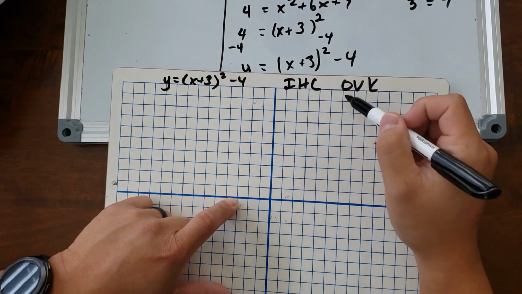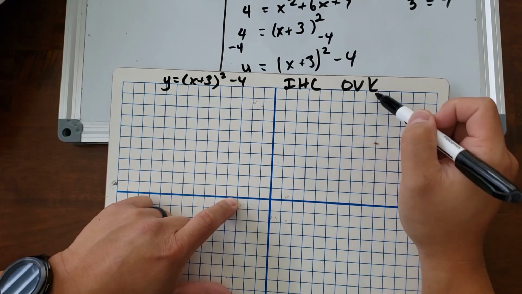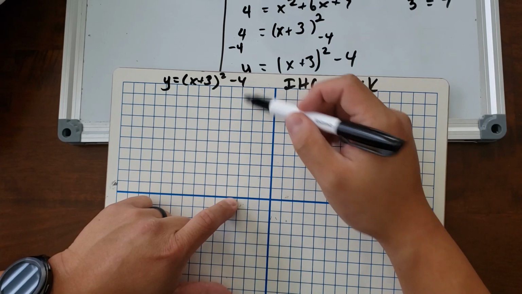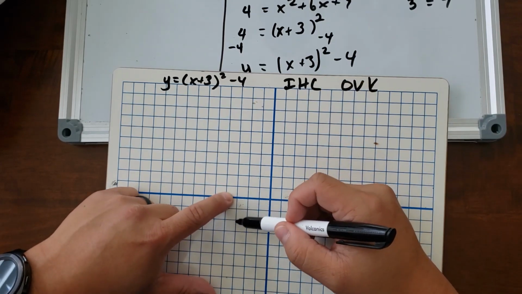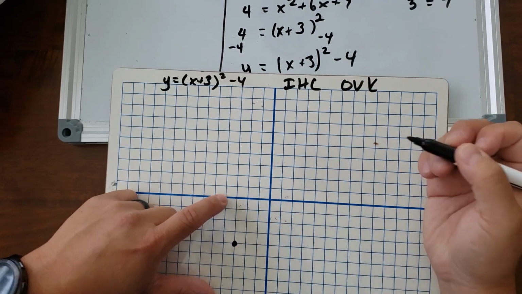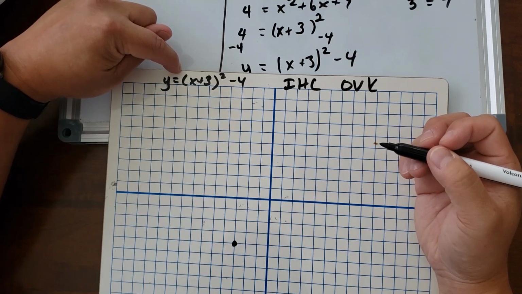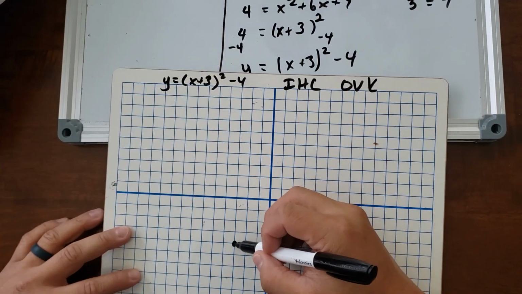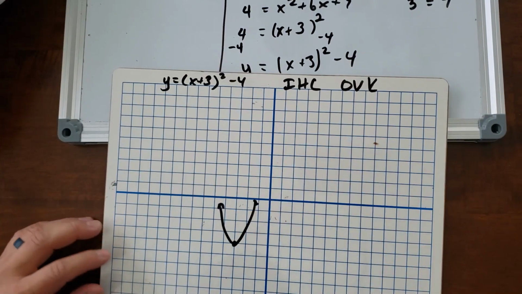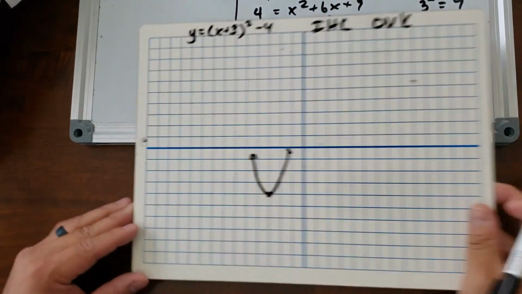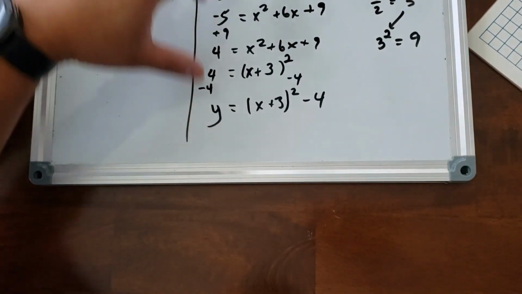Then -4, it's outside, right? So vertical keep, so I'm either going to move up or down. I'm going to keep it the same. I see -4, so I'm going to go down 4. 1, 2, 3, 4. Is there a negative in front of here? Nope. And it's squared, so it's going to be the U, and it's going to be opening normal, so it's going to open up. Okay? So that's how you graph by completing the square.